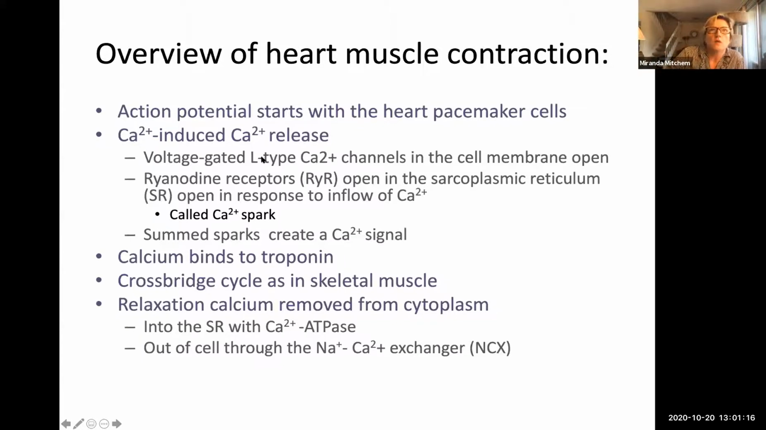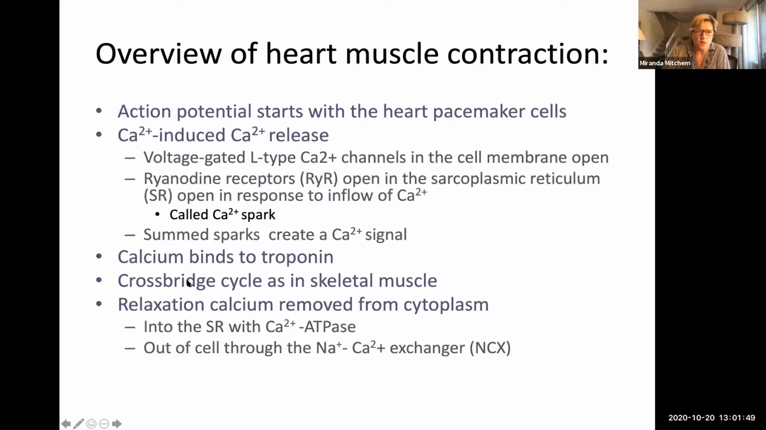So in our skeletal muscle, we looked at the movement of sodium as an early step. Here we're looking at a movement of calcium. So it's called the calcium spark, and that leads to a calcium signal. Again, calcium-induced calcium release. So a spark leads to the signal. We still have the same role that calcium binds to troponin, so that's the same.